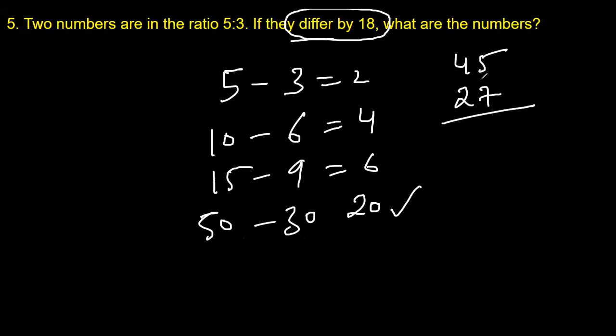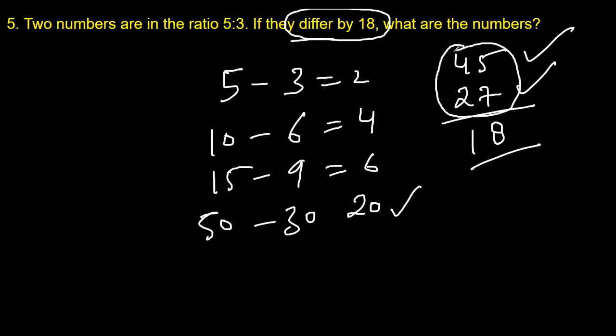What do we get? 45 minus 27 is 18. So you got your answer. See, you actually found it by hit and trial. But since we are doing algebra, we would like to do this question by algebra. You already know your answer is 45 and 27. Yes, these numbers are in ratio 5:3 and their difference is 18.